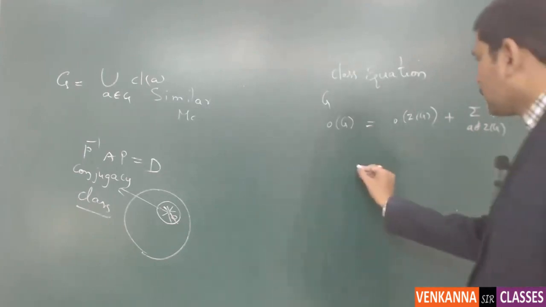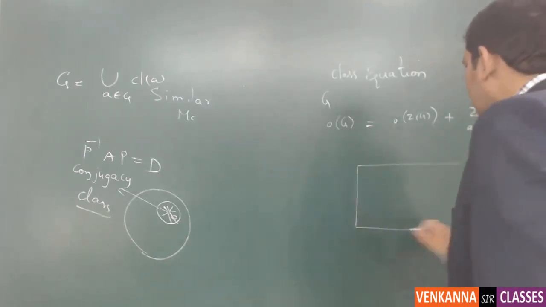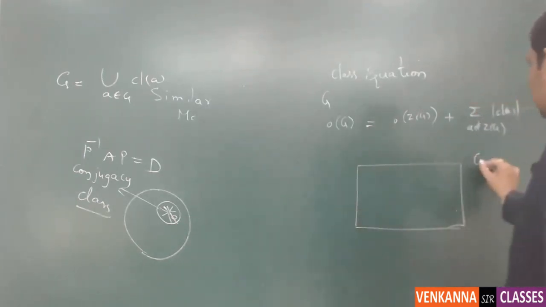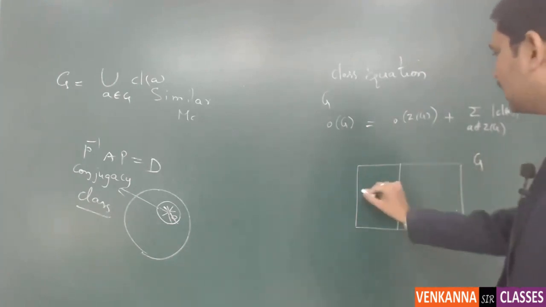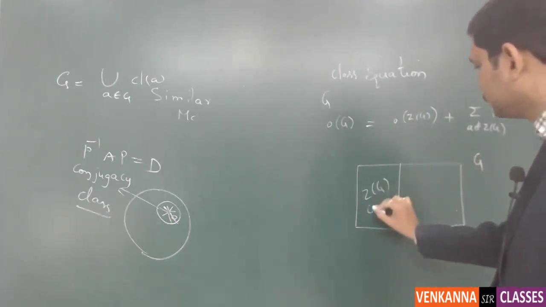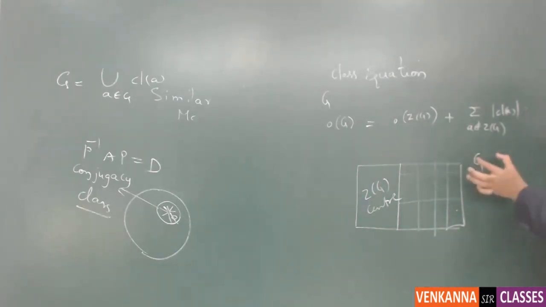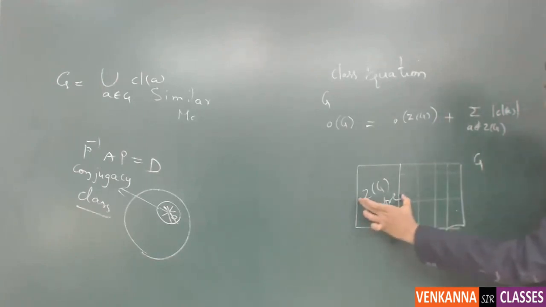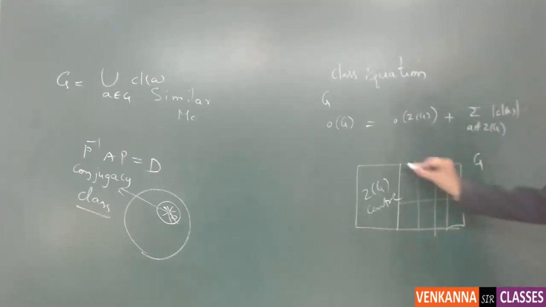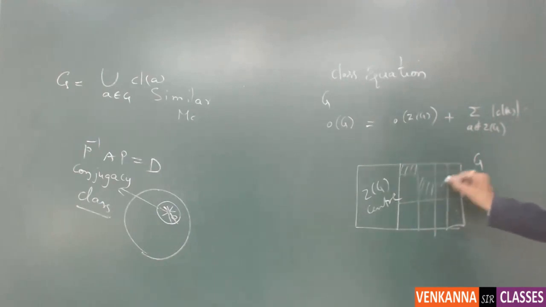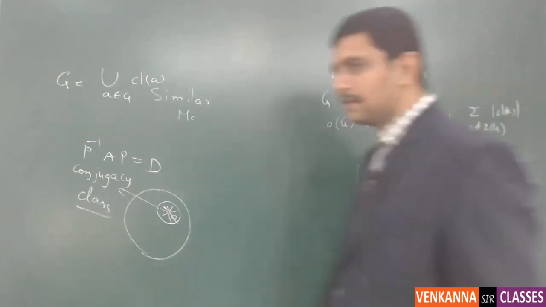So in a simple manner, the diagram you can visualize it as, this is the whole group. This we can call as the center. And the remaining part is bifurcated into conjugacy classes. So if you want to know the whole number of elements in the group, it is nothing but the number of elements in the center plus the number of elements in each class. Clear?